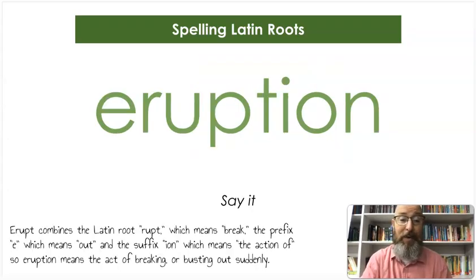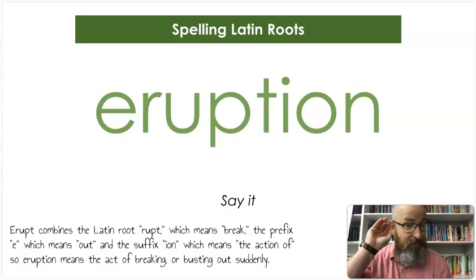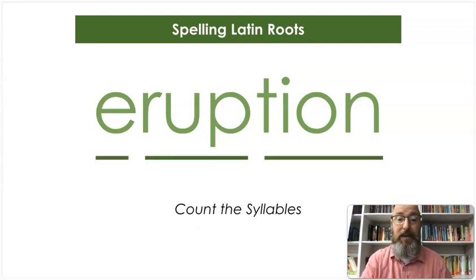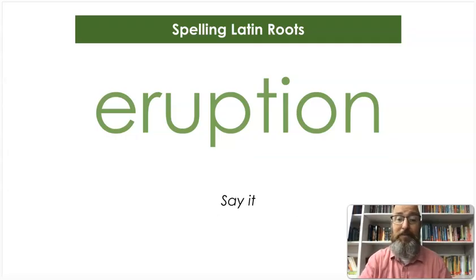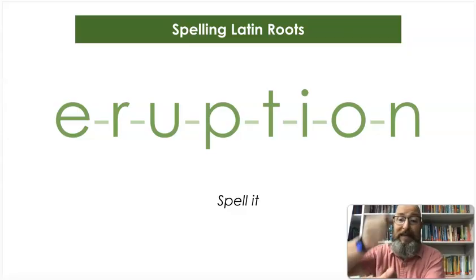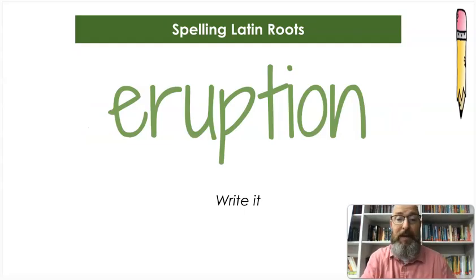Our next word is eruption. Say eruption. Eruption combines the Latin root rupt, which means break, the prefix e, which means out, and the suffix ion, which means the action of. So an eruption means the act of breaking or busting out suddenly. Count the syllables. Eruption. Eruption. Let's spell it. E-R-U-P-T-I-O-N. Eruption. And let's write it.